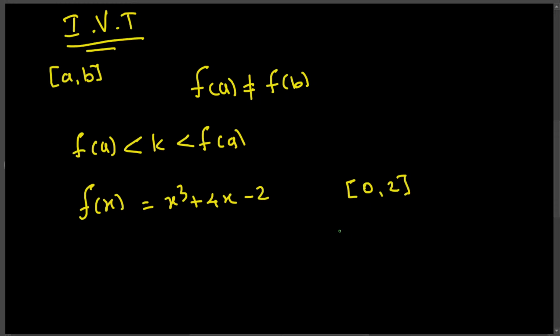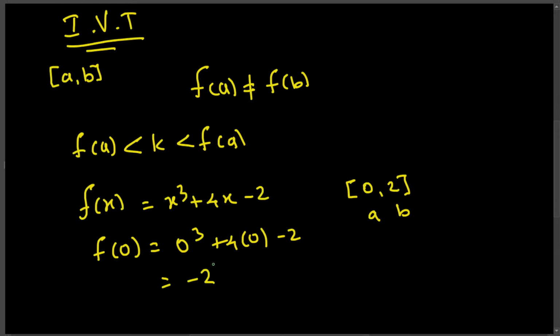Find the interval. So to do that, first I have to plug in these a and b values. Here our a is 0, b value is 2. If we plug in 0, this is 0 cubed plus 4 times 0 minus 2, and that's going to give us negative 2. And then if we plug in the b value, f of 2 gives us 2 cubed plus 4 times 2 minus 2. 2 cubed is 8, 8 plus 8 is 16, 16 minus 2 is 14.